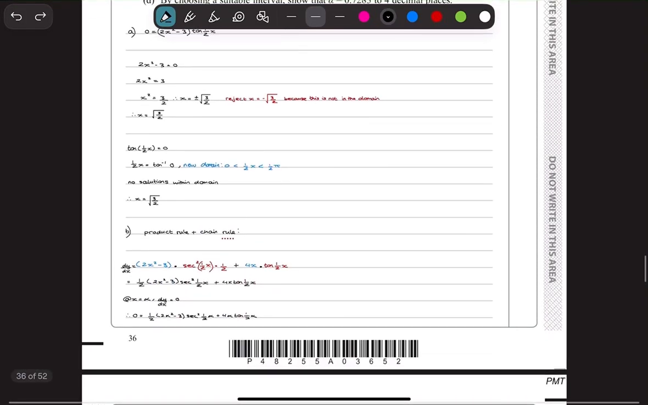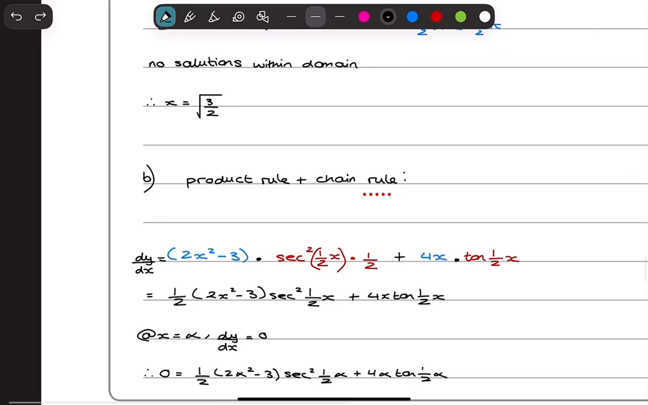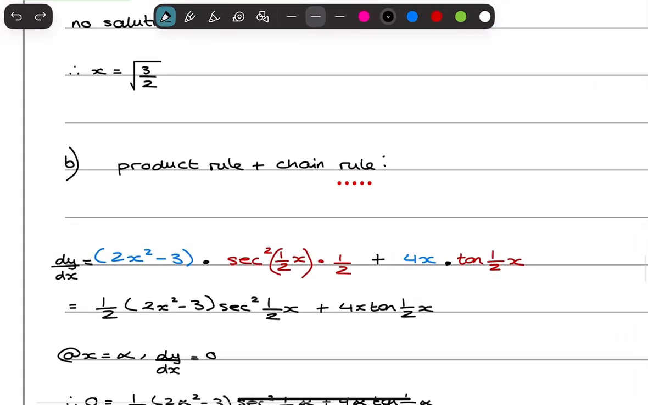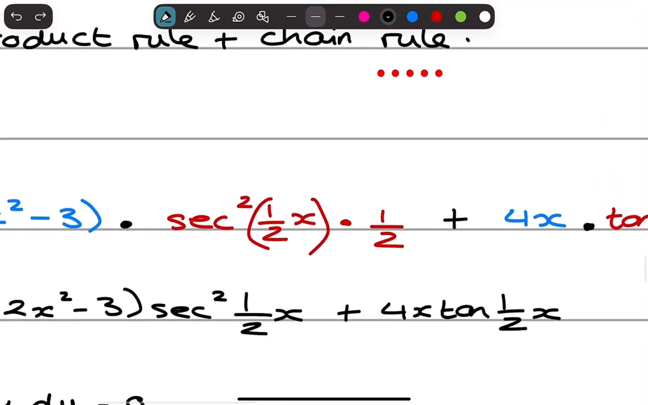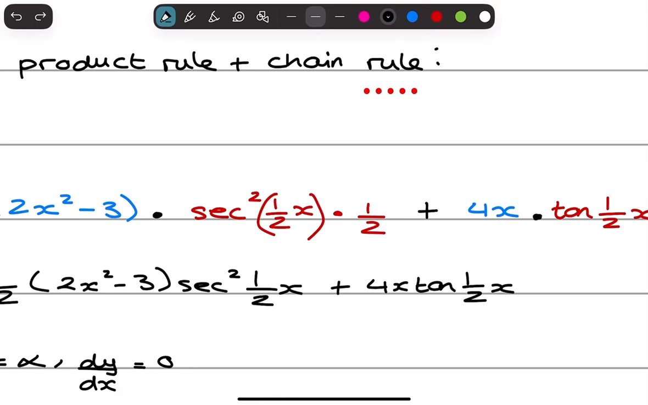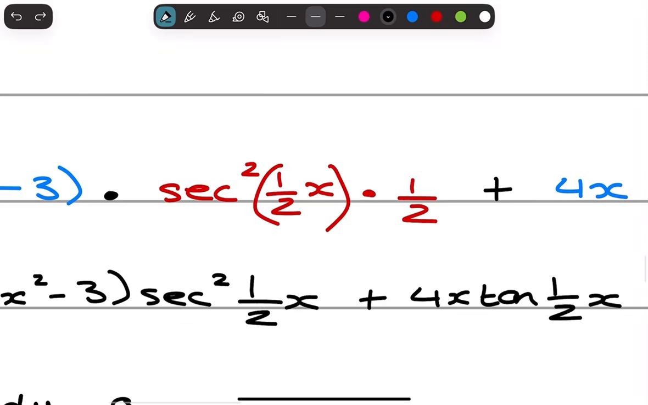So let's do that. We're going to leave the 2x squared minus 3, because that's the first function, and then we're going to differentiate tan of a half x. The way you differentiate tan of a half x is by using the chain rule. Tan x differentiates to sec squared x, right? But we don't have just tan x, we have tan of a half x. So the differential of that is sec squared of a half x, because we keep the half the same. But remember, with the chain rule, we have to differentiate whatever's in the bracket and then times it by our original differential.